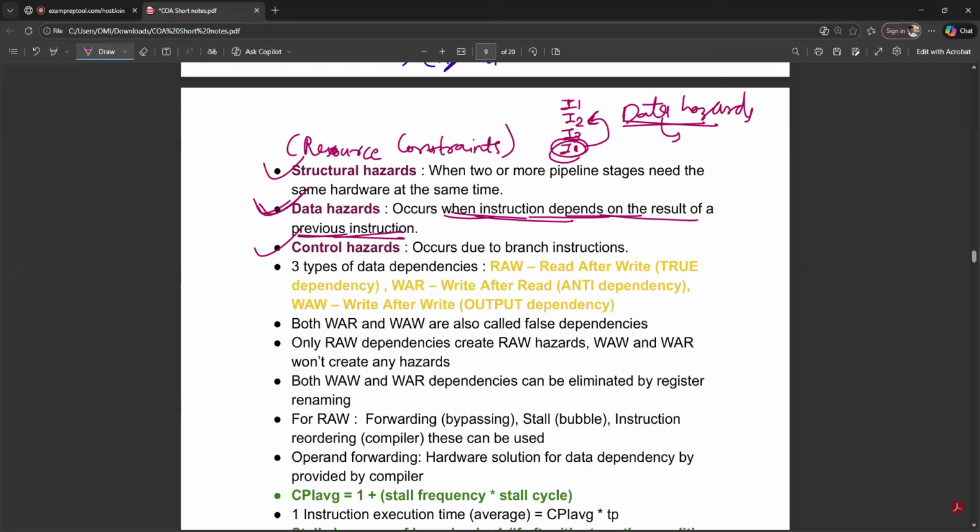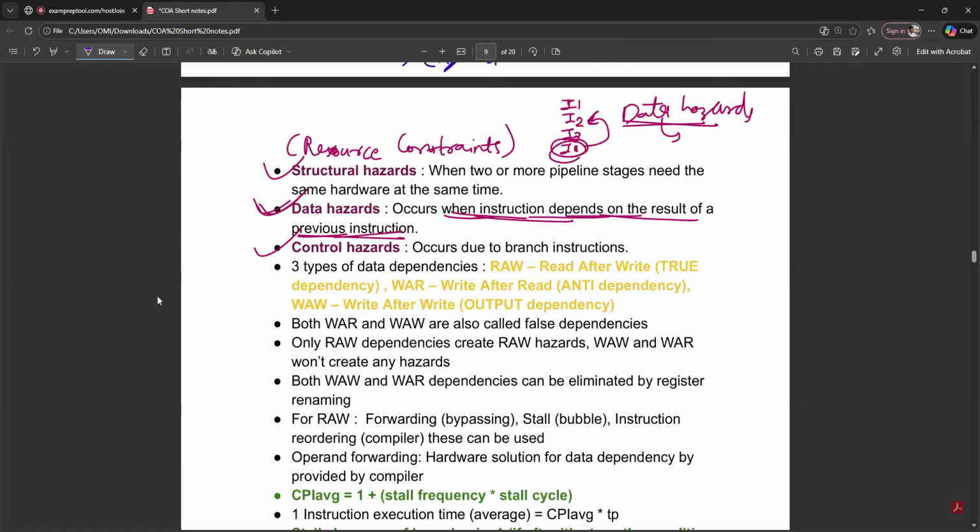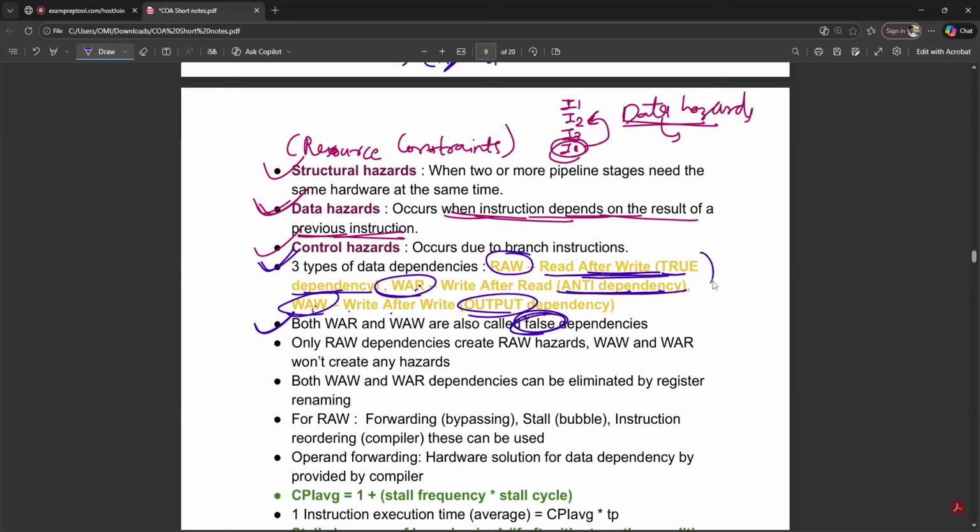Now see, there are three types of dependencies. First one is RAW, read after write, which is also called true dependency. Another is WAR, write after read, also called anti dependency. And the last one is WAW, write after write, also called output dependency. Both WAR and WAW are also called false dependency. So please remember these terms.